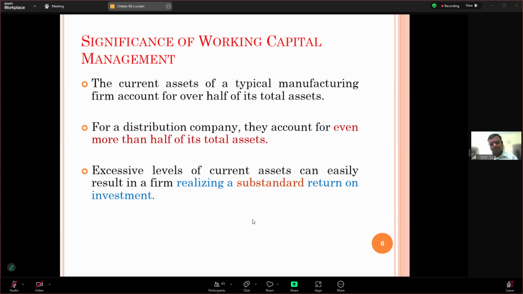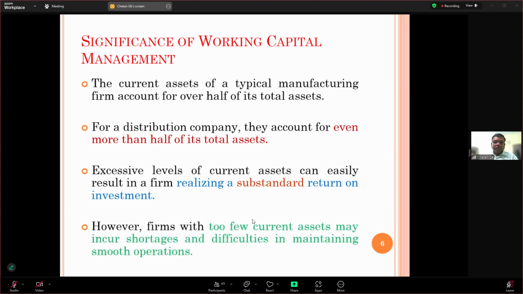Excessive levels of current assets can easily result in the firm realizing a substandard return on the investment. So too much of current assets is bad, but too little of current assets is also bad for the company. That is what we already understood. However, a firm with too few current assets may also incur shortages and difficulties in maintaining smooth operations as well.